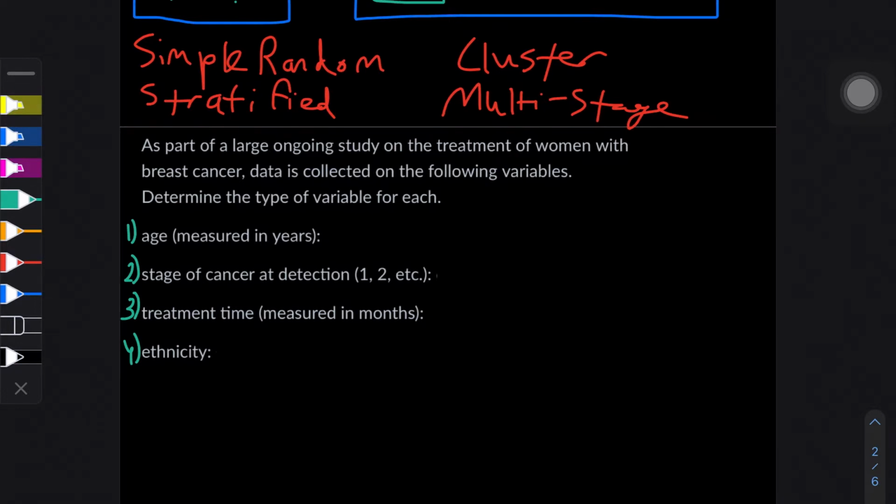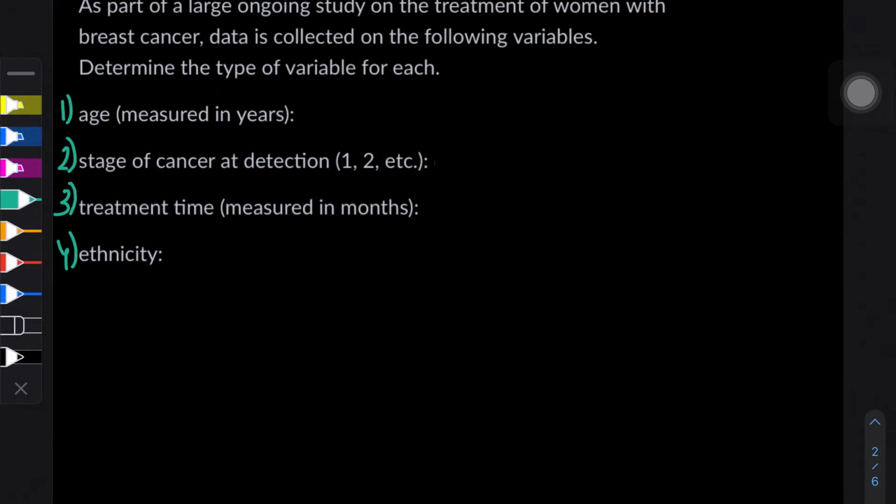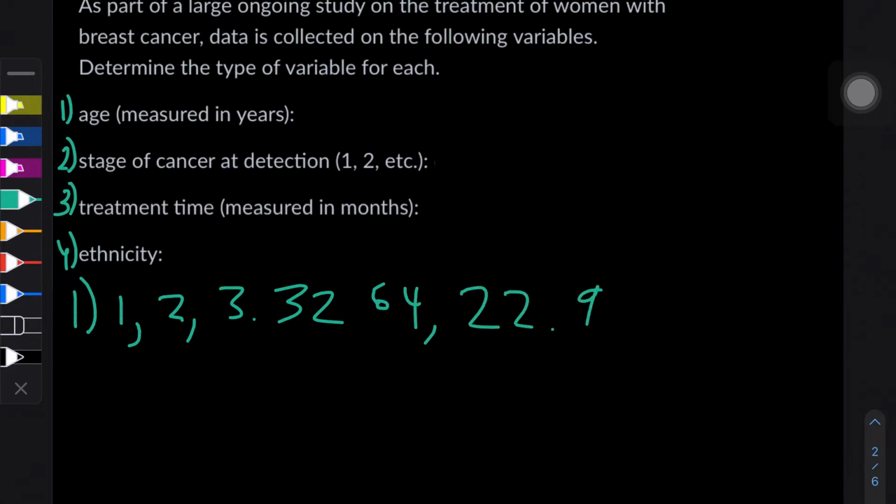So age, all right, so the first one, age, obviously measured in years. So you could have 1 year, you could have 2 years, or you could have, right, 3.3264 years. You could have 22.996 years. So obviously that takes on any number from 0 up until you die. So that would be a continuous numerical variable.